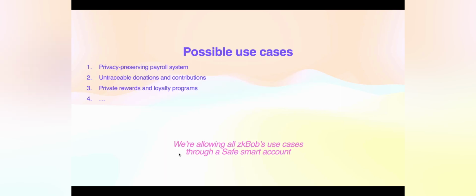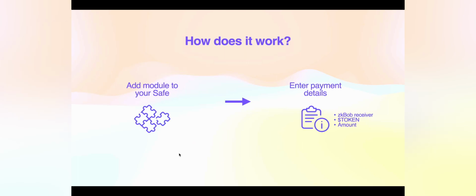Among the possible use cases, we imagine people using our Bob is Safe app for privacy-preserving payroll systems in DAOs, untraceable donations and contributions, or even private rewards and loyalty programs. In general, we allow all the zkBob use cases through a Safe smart contract account.